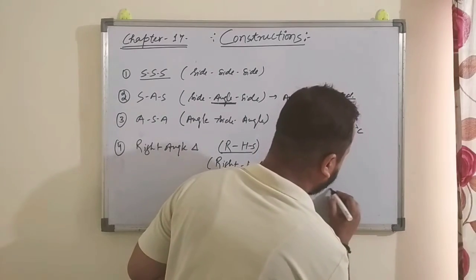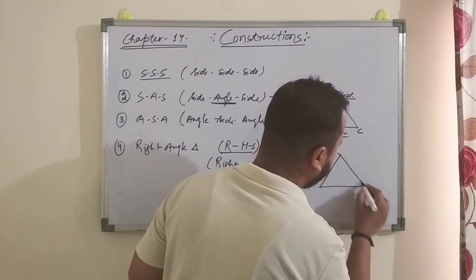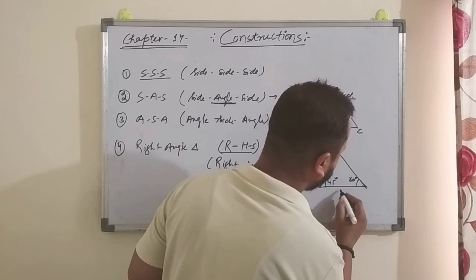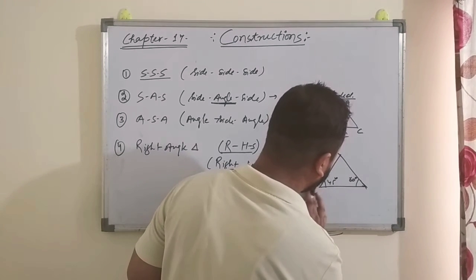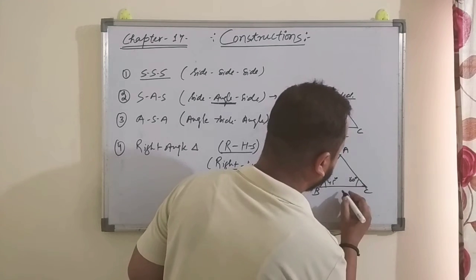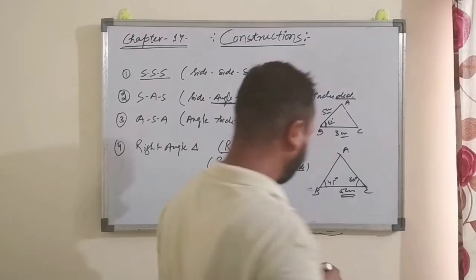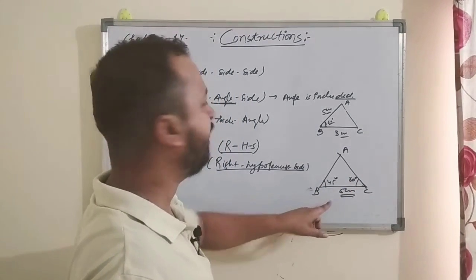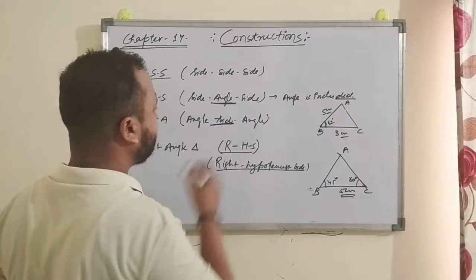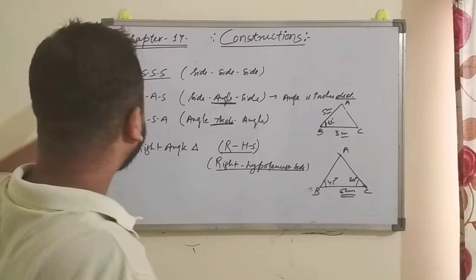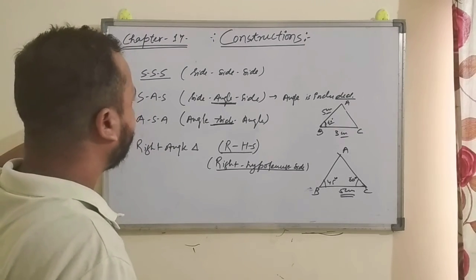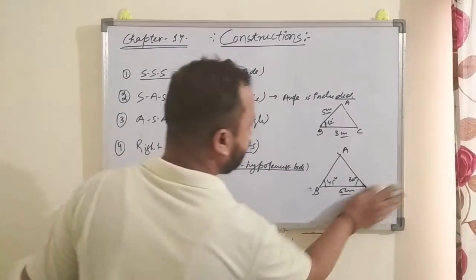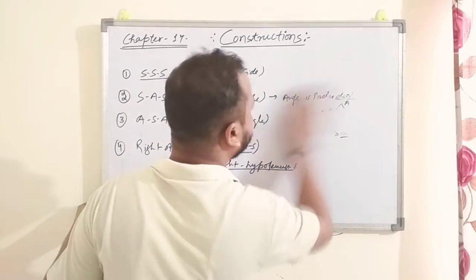Suppose you have made a triangle. Suppose this angle is 60 degrees, this angle is 45 degrees, and suppose this is 5 cm. So this is what? Angle, side, angle. So here the side is included. Anything which is written in between is included. So these four types of triangles you have to make. We'll discuss it while taking the exercise questions from your chapter 17B.